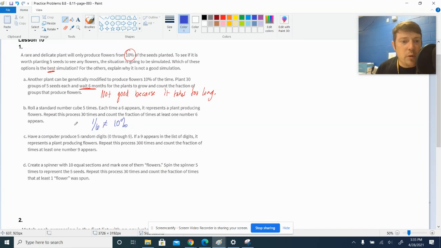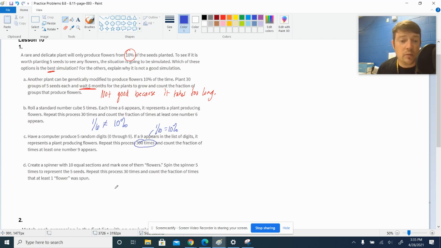Part C, we have a computer produce 5 random digits, 0 through 9. Okay, 0 through 9 is 10 numbers because you're counting 0. So there's 10 in there. If the number 9 appears, okay, 9 is 1 out of the 10 digits. I'm liking this one so far. It represents the plant. That makes sense. Repeat this process 300 times and count the fraction of times at least one number 9 appears. Okay, there's a lot of times to do it, but this setup works.